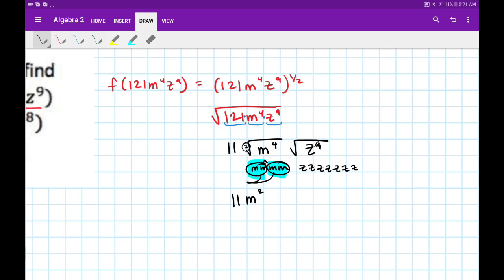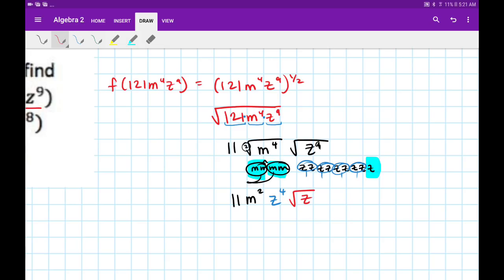We can do that. 1, 2, 3, 4, 5, 6, 7, 8, 9. So I'm going to be pulling out 1, 2, 3, 4 pairs of z's. Many of you probably already knew that. Since there are 9, I can take out 4 pairs, because that would be 8 of them. So that means I'm pulling out not 1 z, not 2, not 3, but 4. Z to the 4th. And there is 1 left over because it's an odd number.